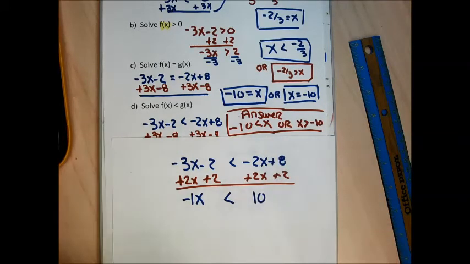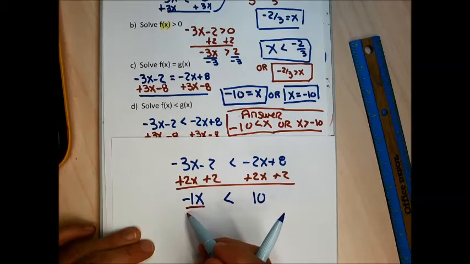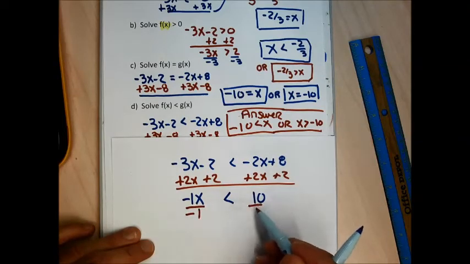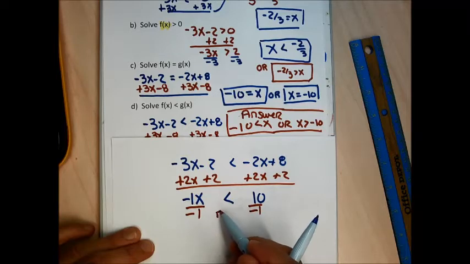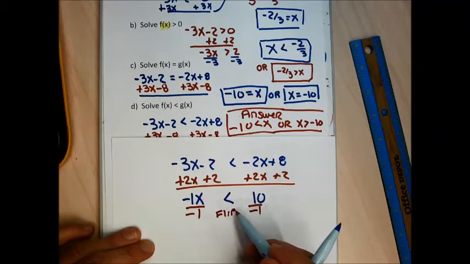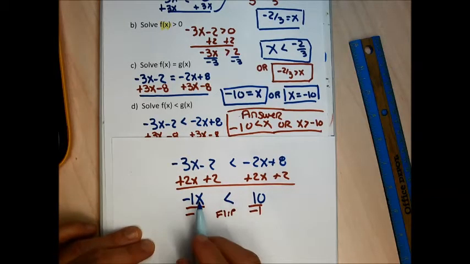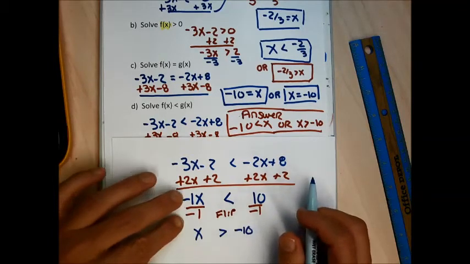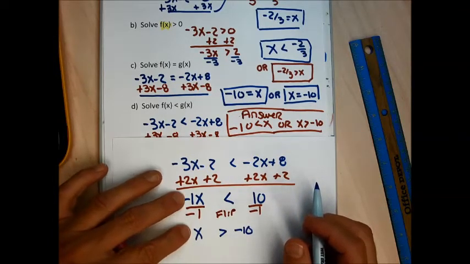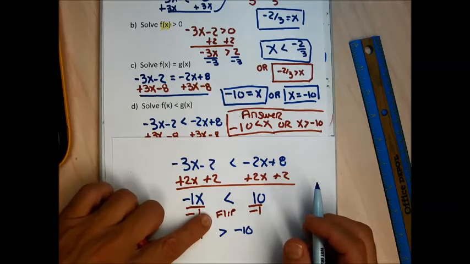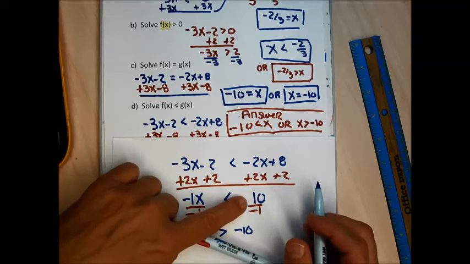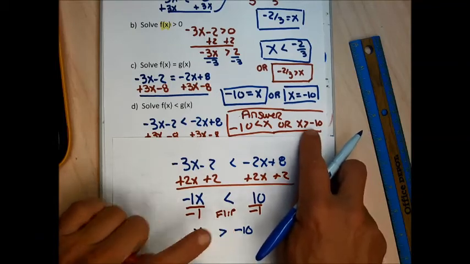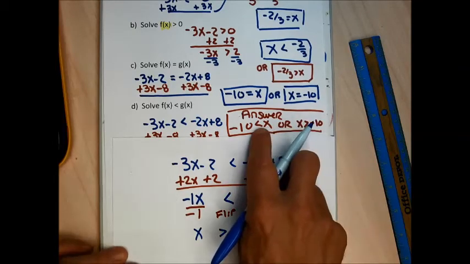And now I'm going to divide by a negative 1 to solve for the x. This is when I have to flip the sign. Anytime I'm dividing by a negative number to solve for the x, I have to flip the sign. This would give me x is greater than negative 10. On the left side, the two negative ones cancel, leaving me with an x. Divided by a negative, so I flip the sign, and then 10 divided by negative 1 is negative 10. You get that version of the answer as opposed to this version of the answer.